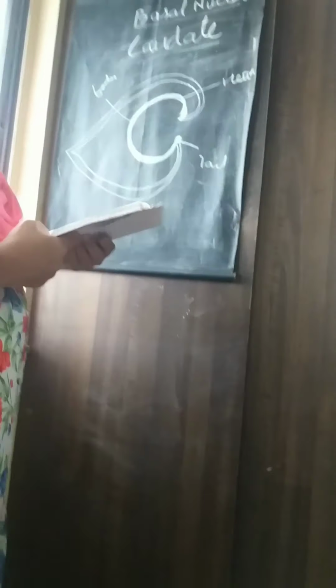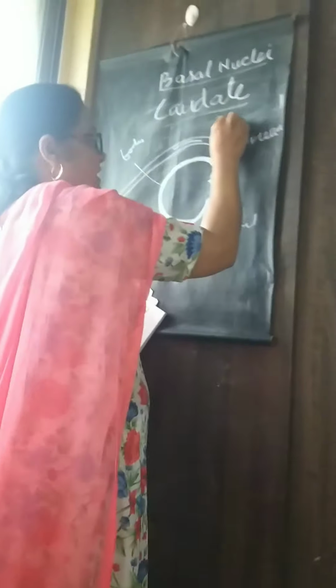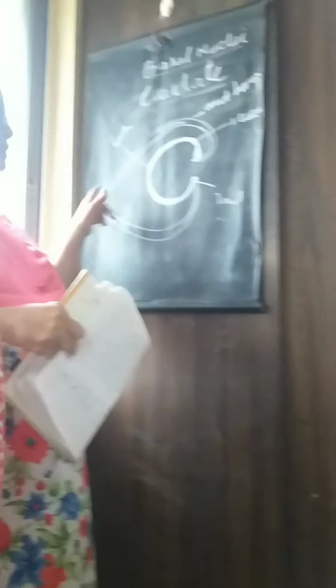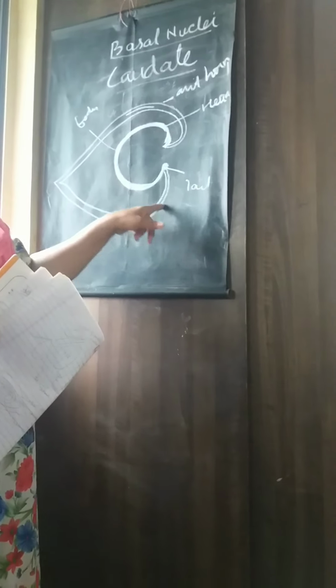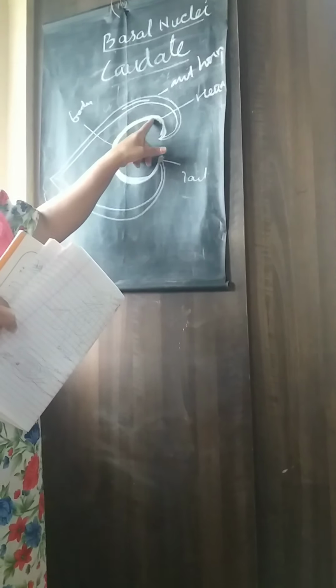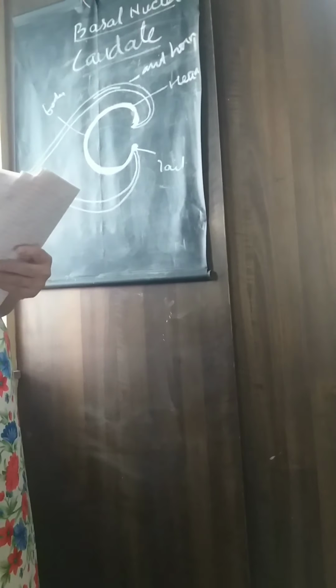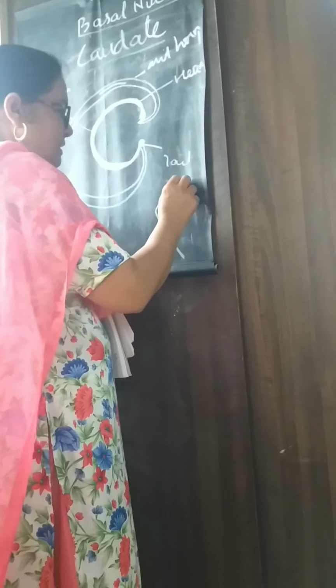Now it is a matter of understanding. The head forms the floor. Now this is the anterior horn of the lateral ventricle, this is the posterior horn, and this is the inferior horn. So the head forms the floor of the anterior horn of the lateral ventricle and the medial wall of the internal capsule.